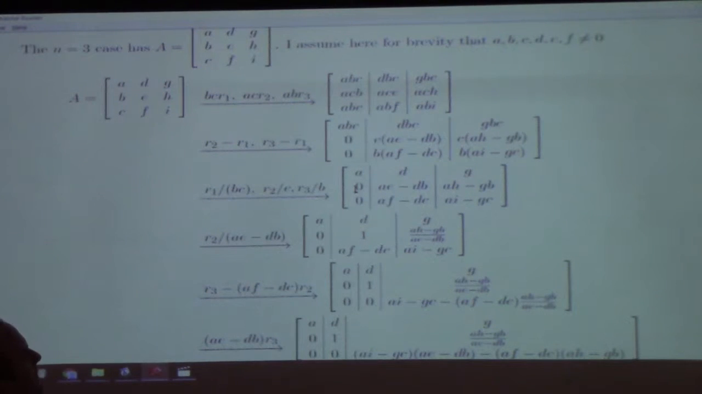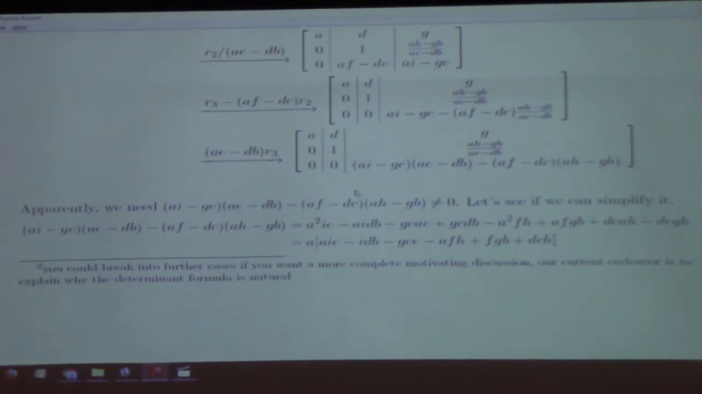Anyway, so I do the row reduction. If you're trying to copy this down, you're doing it wrong. Okay? The point of this is I don't want you to copy that down, but you see it can be done. And after you do these row reductions, you'll end up with this. If you multiply that out, like so, you can factor out an A, and then you've got this, right?